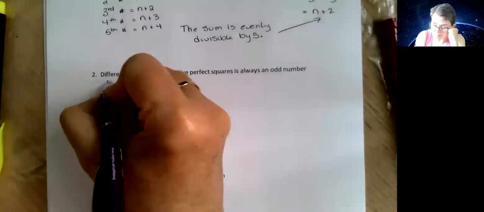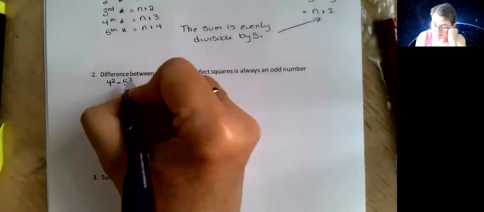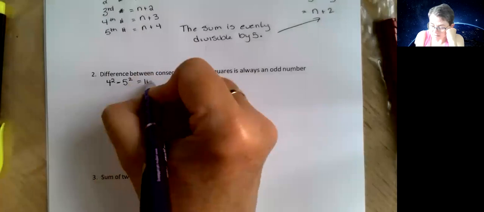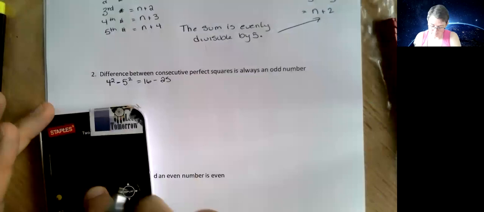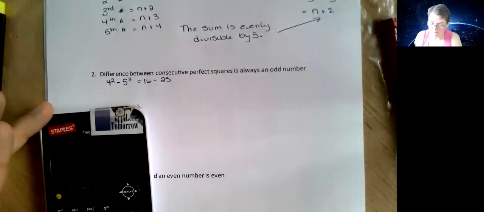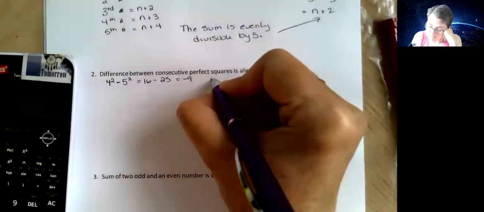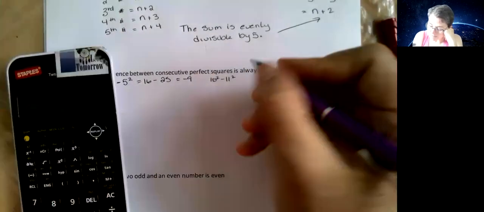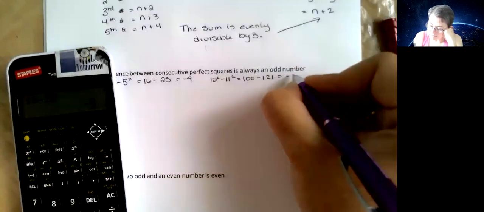So 4 squared minus, I better do it in order, 4 squared minus 5 squared. So that is 16 minus 25, which is minus 9. That's an odd number. 10 squared minus 11 squared. So that's going to be 100 minus 121, which is minus 21.